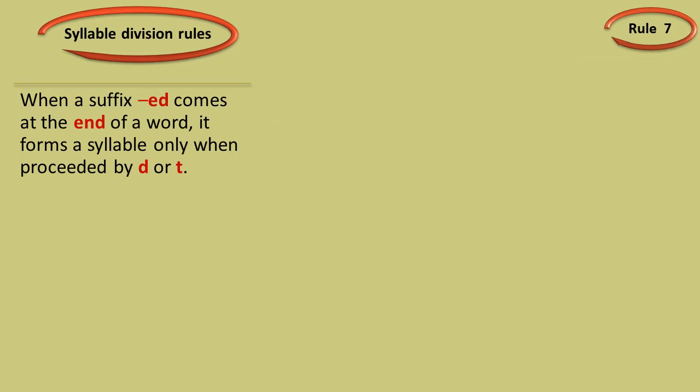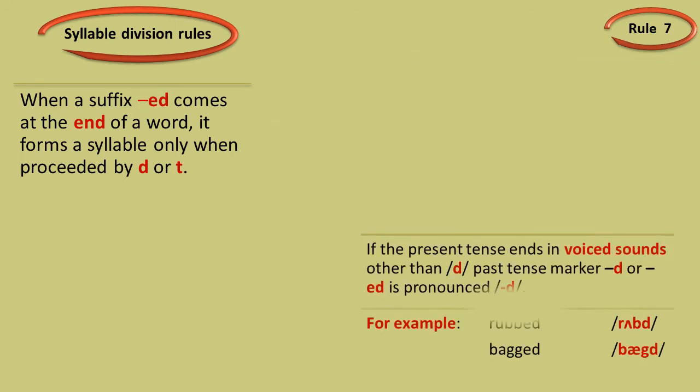So let us try to understand one more rule, of voiced. See, it is the rule about voiced sound. Let me read. If the present tense ends in a voiced sound other than D, the past tense marker D or ED is represented by D. Just as in the first rule, here also two more examples have been given regarding the second rule: rubbed and bagged. Generally, we pronounce them as rubbed and bagged, but the pronunciation of these two is "rubd" and "bagd".